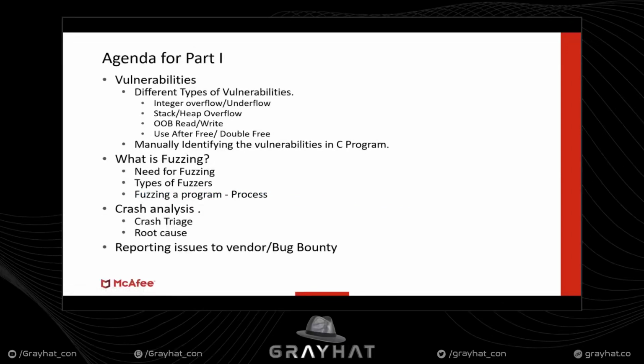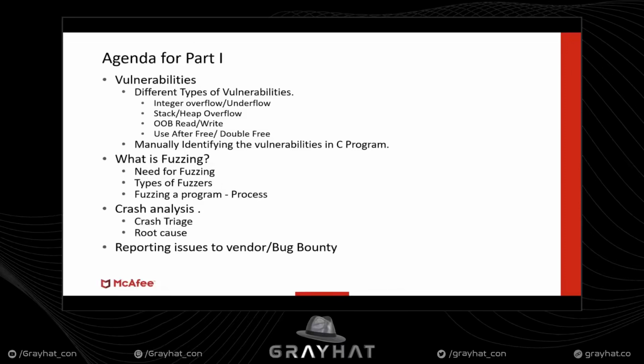So this is our agenda for part 1. First, we will see what is a vulnerability, what are different types of vulnerabilities like integer overflow, integer underflow, stack and heap overflow, out of bound read, out of bound write, use after free and double free. After that, we will do a very simple hands-on exercise in which I will give you a very simple C program and you need to find different vulnerabilities by manually looking at the code.